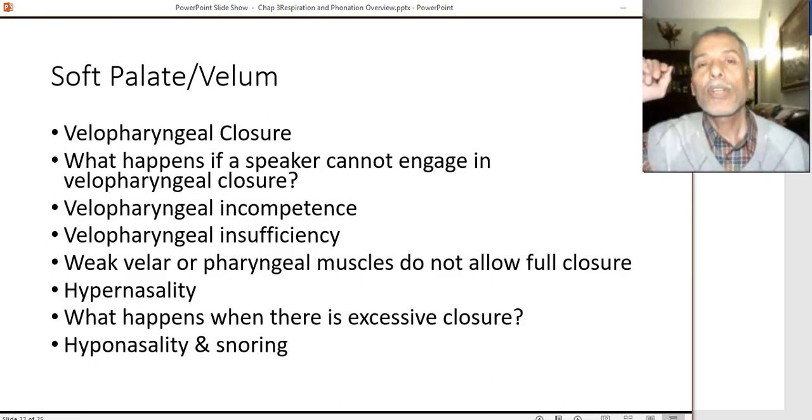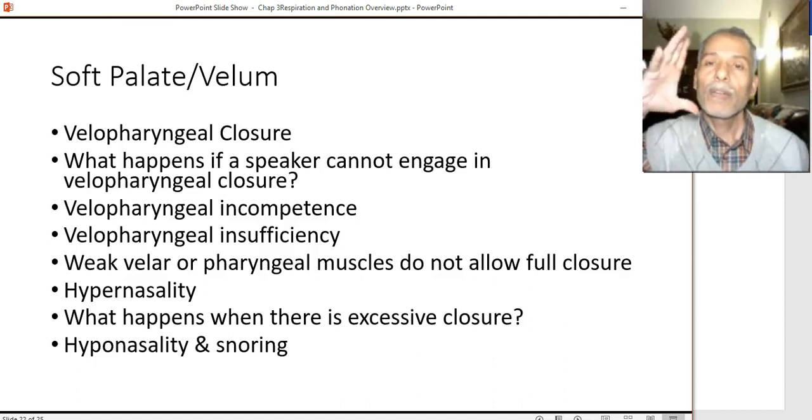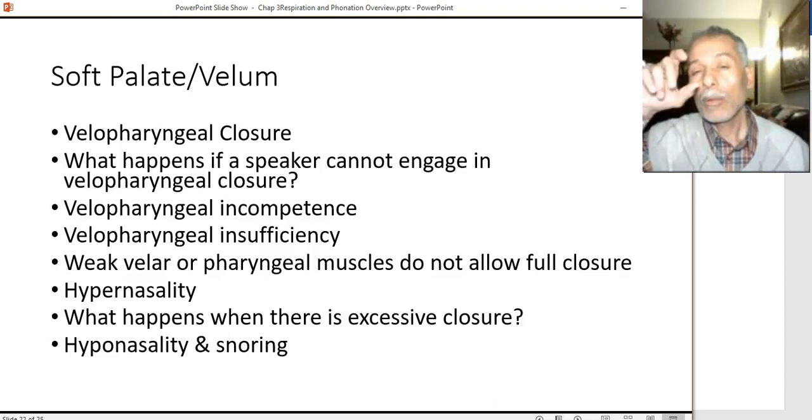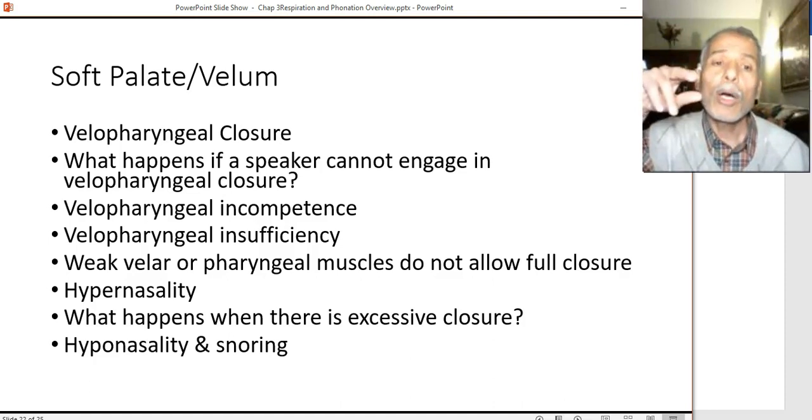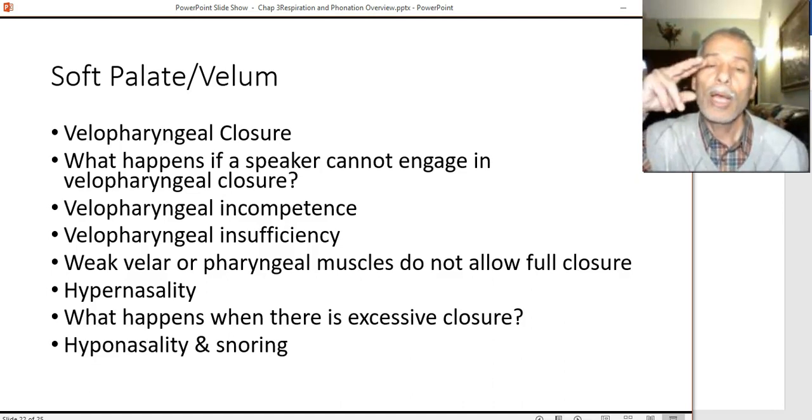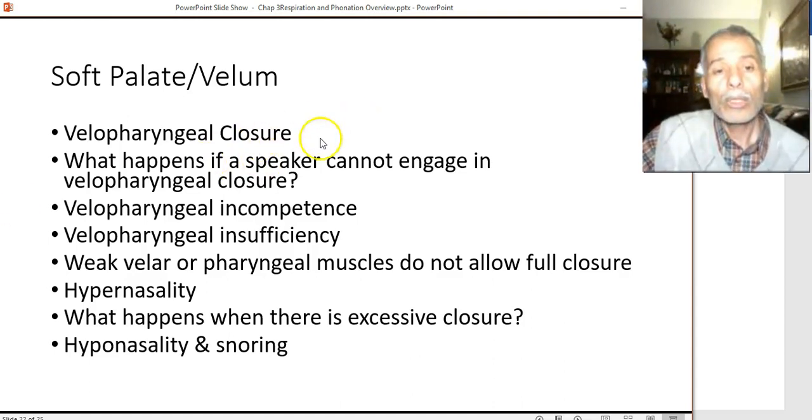And then we have velopharyngeal insufficiency. The closure is not happening because of abnormality in the anatomy. So, for example, cleft palate, there's not enough tissue to close, and then there's a cleft and the air is leaking all over. So we call this velopharyngeal insufficiency. It means the structure doesn't have a normal anatomy, so it can't shut down and seal.